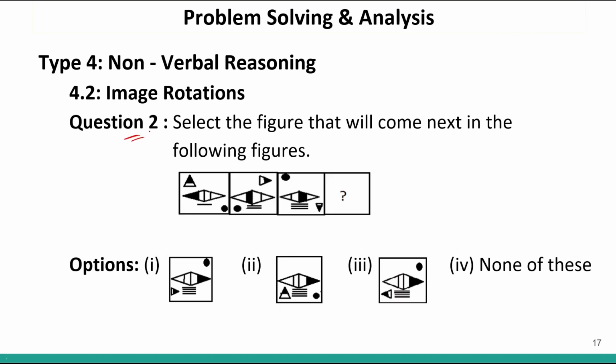Okay. Question number 2, image rotation. Select the figure that will come next. Now let us look at this figure. Over here this figure is divided into 4 parts, something like this. Now first image, this was shaded. Second image, this was shaded. Third image, this is shaded. So definitely in the fourth image this will be shaded. So over here we'll get this shaded.